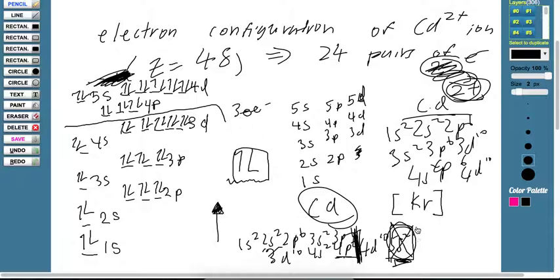But in this case, we're going to be removing it since we have an ion, right? So we have the cadmium 2+ ion. It's going to be Krypton and then 4d10. If we want to abbreviate the cadmium atom, which is neutral, we're going to have Krypton. So this is more standard practice. We're going to have 5s2, and then 4d10.